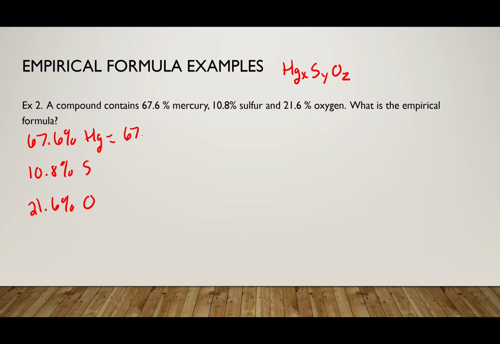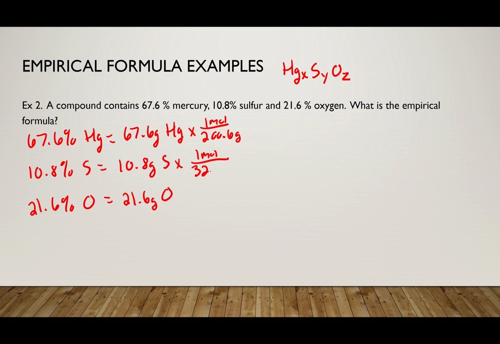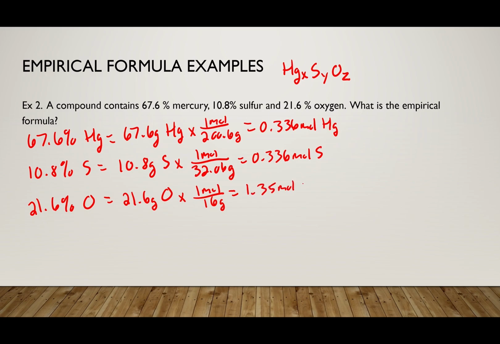So that means we essentially have 67.6 grams of mercury, 10.8 grams of sulfur, and 21.6 grams of oxygen. Converting these now into moles will get us our moles that we need in order to do our conversions. So for our mercury, we have 0.336 moles. We also have 0.336 moles of sulfur and 1.35 moles of oxygen.